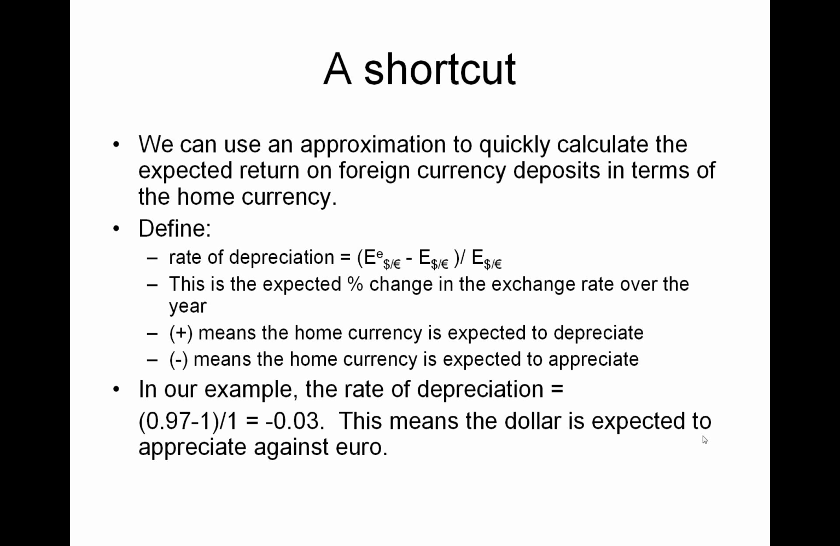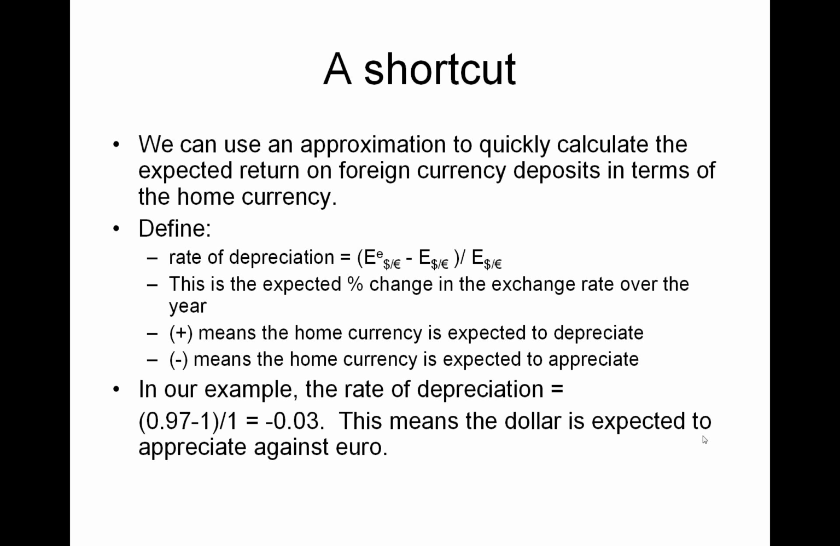This is equal to the expected percentage change in the exchange rate over the year. So this is the expected exchange rate minus the current spot rate, and that quantity divided by the current spot rate. If the rate of depreciation is positive, this means that the home currency is expected to depreciate over the year. If the rate of depreciation is negative, this means that the home currency is actually expected to appreciate.